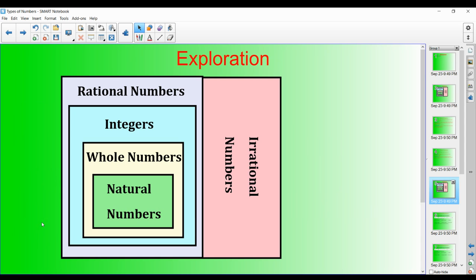So we look at this. Natural numbers, being the most specific, have to be whole, have to be integers, have to be rational, can't have decimals, can't have fractions. And we go all the way out to rationals, which can be most of the numbers that we deal with on a daily basis.